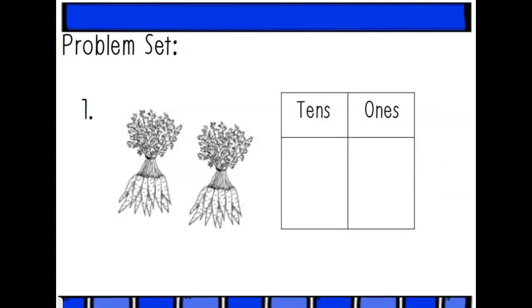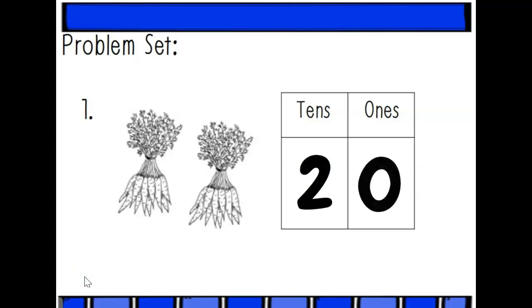All right. So now we're going to look at tens and ones. As we've done in the last few days, you see we have 2 bundles of carrots. So we have 2 tens, and there are no single carrots, so we have no ones. So that is a total of 20 carrots.